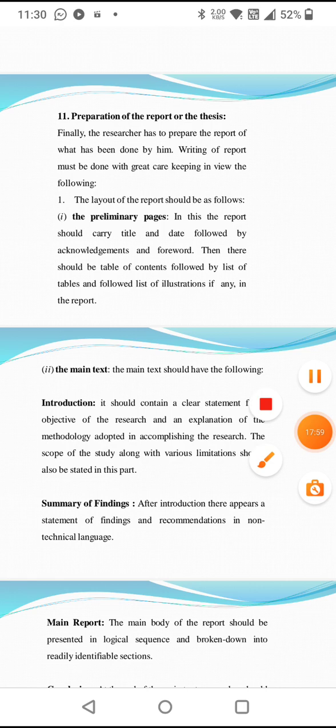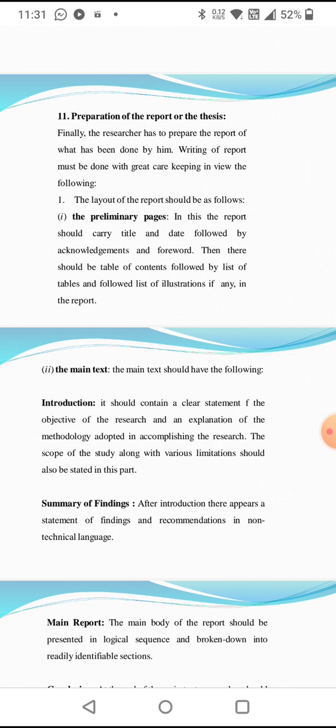So first is the preliminary pages, and next coming to the main text. The main text of the report should have the following parts: the introduction, summary of findings, main report, and conclusion. And then the end matter, alright. The introduction should contain a clear statement of the objective of the research and an explanation of the methodology adopted in accomplishing the research. The scope of the study along with various limitations should also be stated in this part.